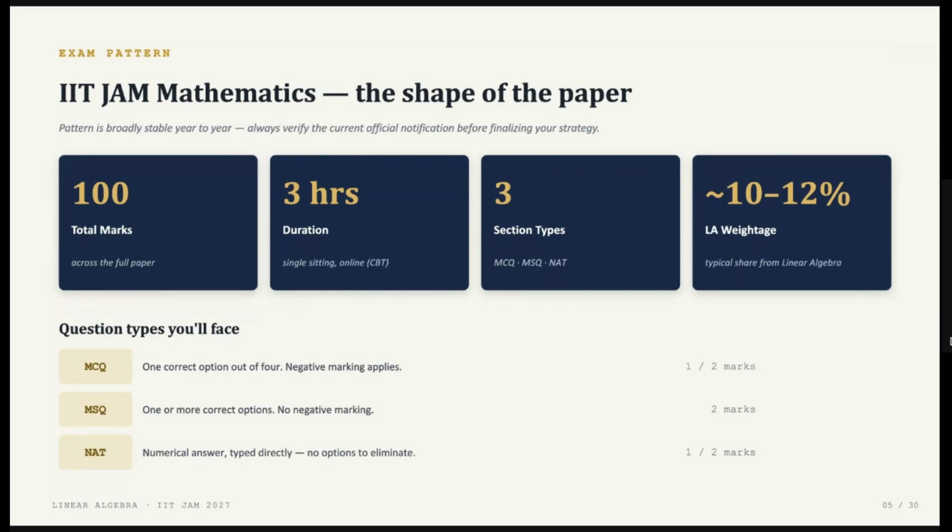For mathematics, they have 3 sections, that is MCQ, MSQ, and NAT. MCQ is 1 correct option out of 4, and it has negative marking. For MSQs, there can be 1 or more correct options, and the plus point is it has no negative marking. For numerical type questions, you will not have any options, but you have to calculate and write the correct answer as a fill in the blanks type of question. We will see some examples.